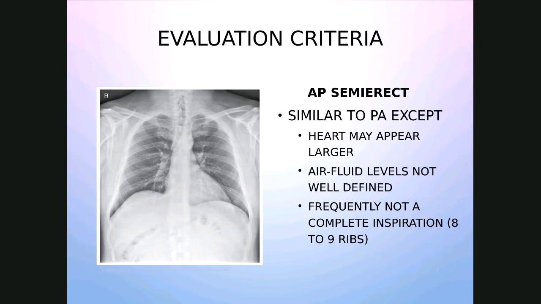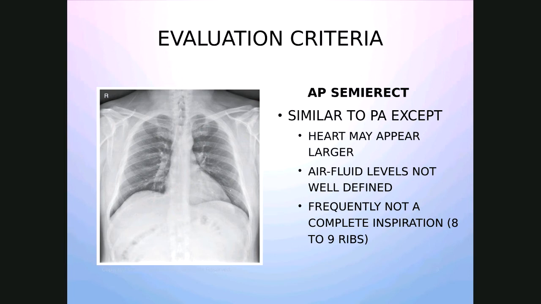Air fluid levels will not be as well defined as if the patient was standing up. And frequently they are not going to get a complete inspiration. You'll typically only get 8 to 9 ribs on this versus the 10 that we like above the diaphragm. But that actually is a pretty decent AP semi-erect chest. Okay, and that picture on page 96 of the AP supine chest would look similar to that. Again, the heart would probably appear even larger, and you definitely will not have air fluid levels well defined. So the semi-erect is done quite often, the AP supine not as often.